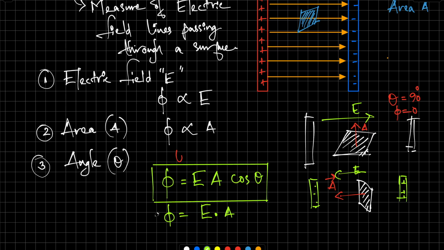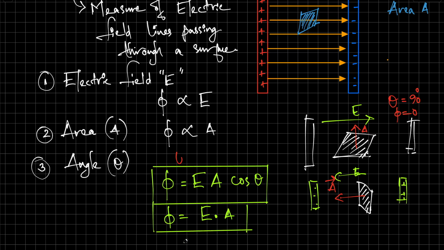Dot product between electric field and area vector. The integral form of the same equation will be phi equals closed integral E dot dA. That's the integral form. Let's solve some level 1 problems.